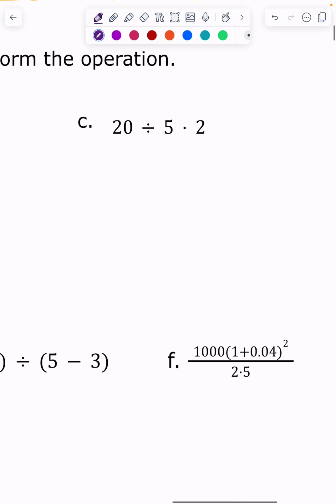C, 20 divided by 5 times 2. Again, it's just multiplication and division, so I want to do whatever comes first. 20 divided by 5 is 4, and then multiplied by 2 gives me 8. You can see that if you did it the other way, 5 times 2 first, and then 20 divided by 10 would be 2. You get a drastically different answer.